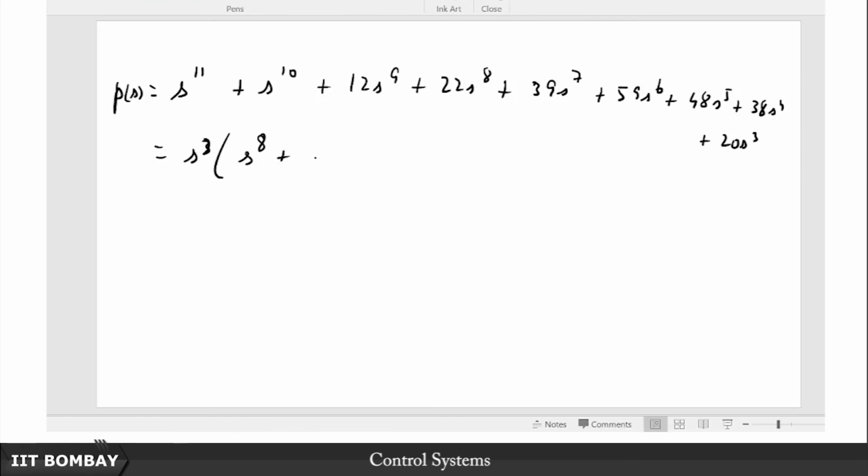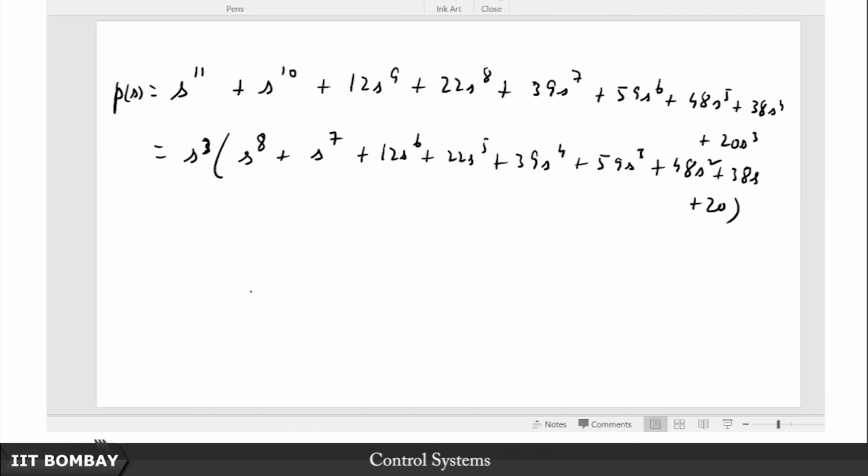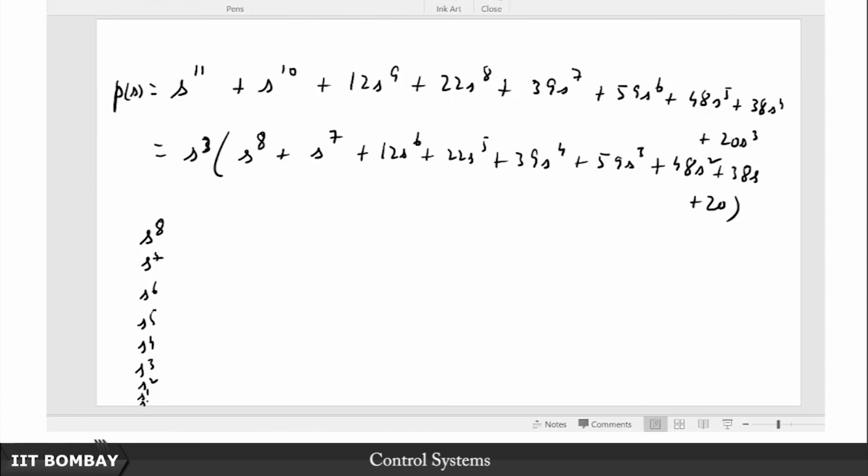So this is s to the 8 plus s to the 7 plus 12s to the 6 plus 22s to the 5 plus 39s to the 4 plus 59s cubed plus 48s squared plus 38s plus 20. Okay. So I already know that there are 3 roots at the origin. Forget about it now. Now we are only interested in the other 8 roots and their distribution. So we have s to the 8, s to the 7, s to the 6, s to the 5, s to the 4, s to the 3, s squared, s1 and s to the 0.